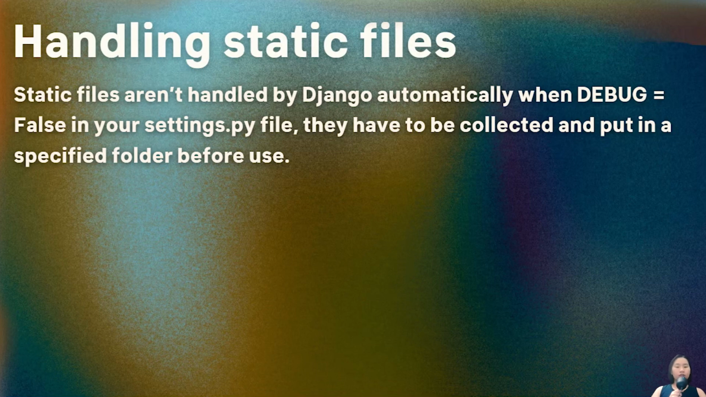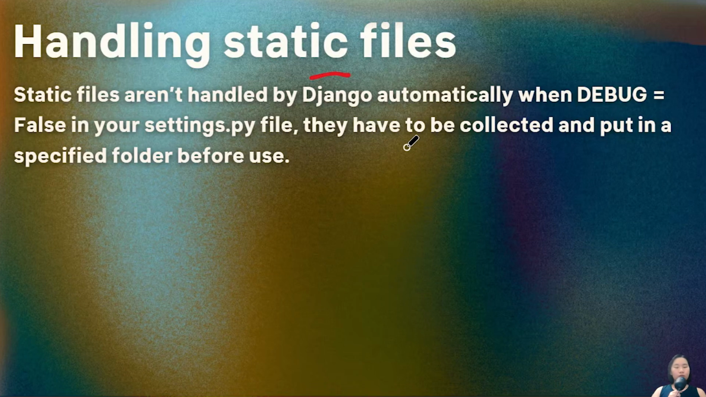Static files aren't handled by Django automatically if in your settings.py file DEBUG equals False. However, if DEBUG equals True, then obviously Django will handle it, no problem. But we're not going to have DEBUG equals True in production. Therefore, in testing and programming in general, we're just going to keep it False.